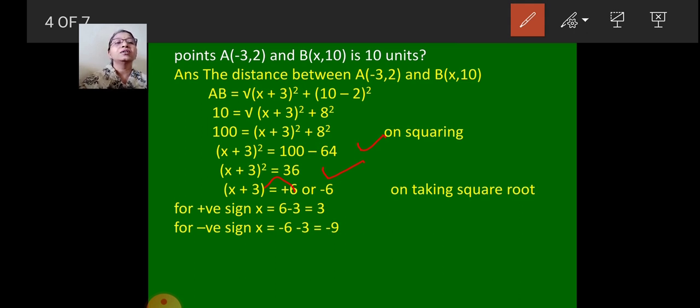So what are the two values of that x? 3 and minus 9. So the coordinates of that B will be either 3 comma 10 or minus 9 comma 10. Understood?